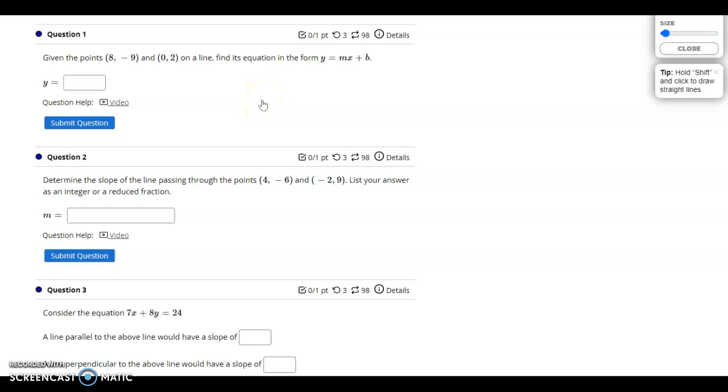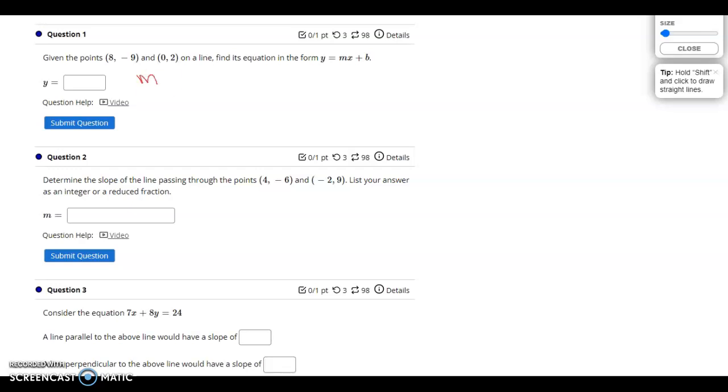This is a review for the Module 3 quiz in Math 990. Okay, we're just going to look at a few of these. We're given these points. We need to find the equation of this line in the form y equals mx plus b. So whenever you're given 2 points, the first thing you need to do is you have to find the slope.